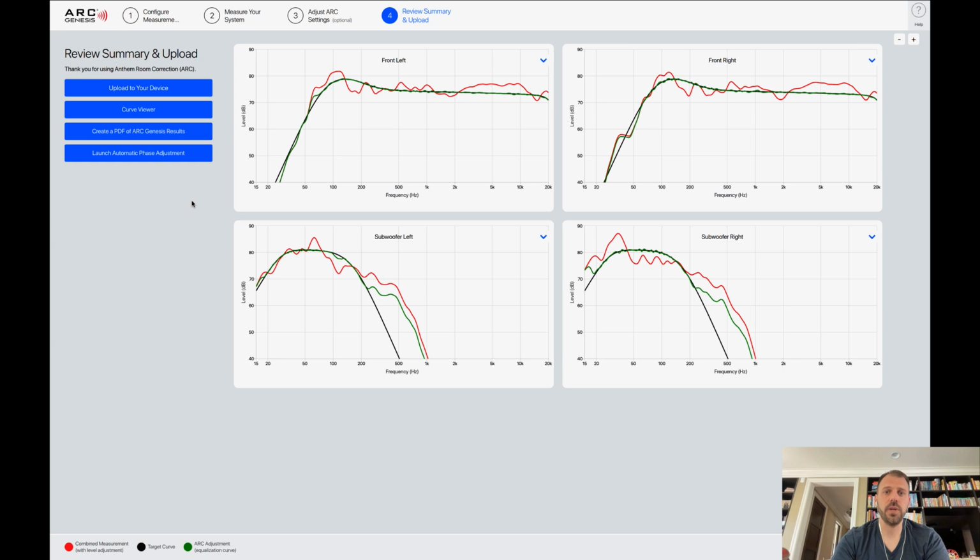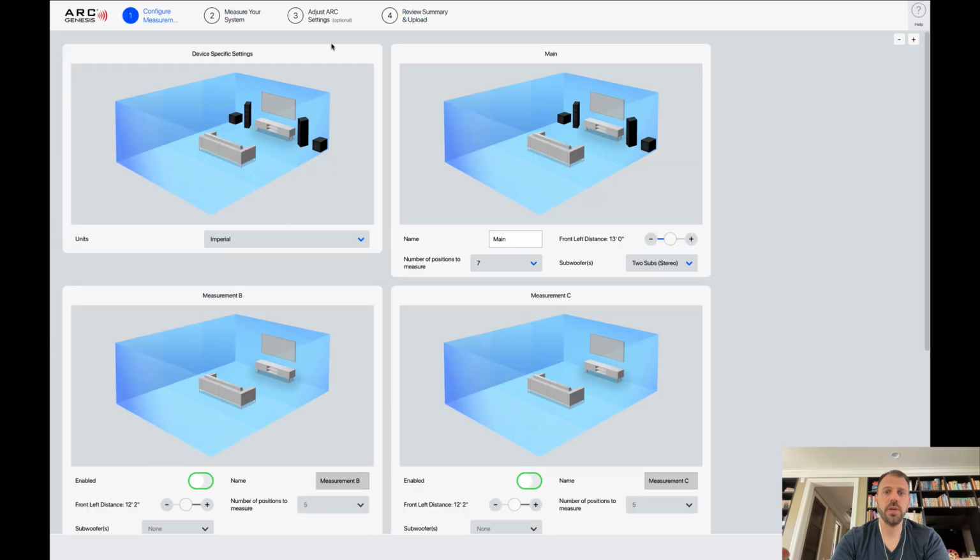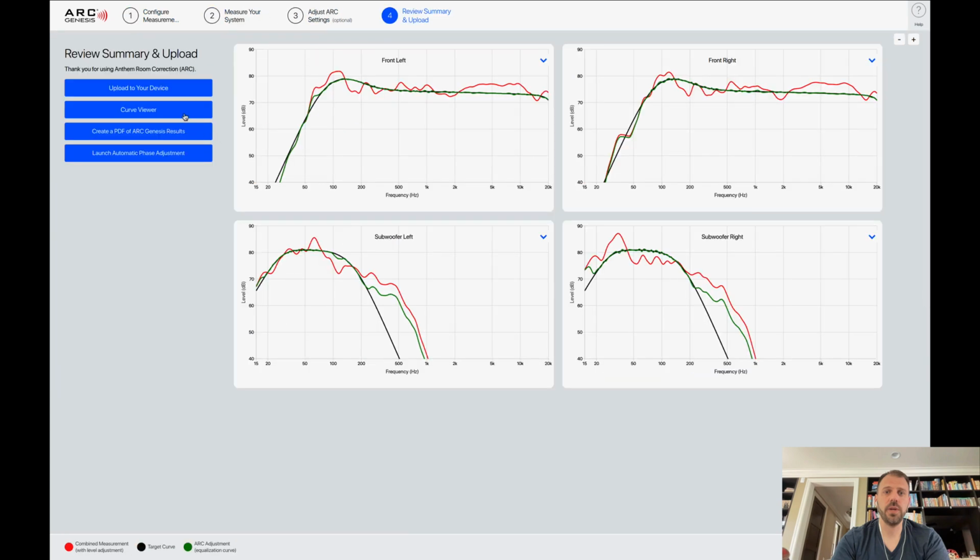So let's take a look first at how things were set up. I'm basically using one measurement here. I didn't do multiple measurements, one measurement, one profile. I called it main, as said, 7 positions to measure. I'm running the 2 subs in stereo mode, and I set my front distance using a laser measuring device to the MLP and measured a distance of about 13 feet. That's used for ARC and Anthem to calculate and present speaker distance and delay in units of distance. So let's take a look at the curve viewer.